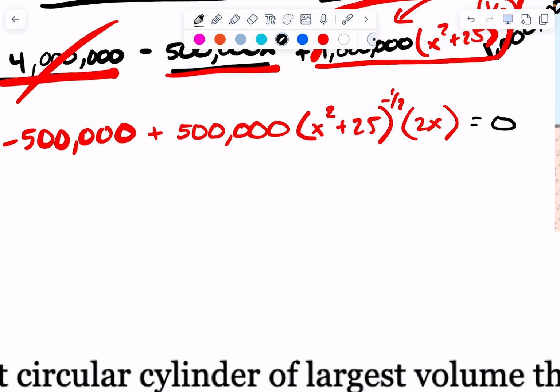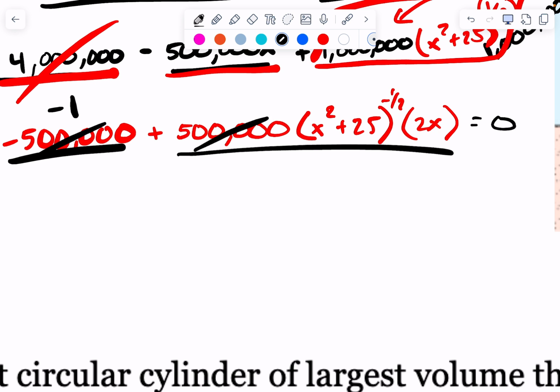Okay, so let's fix this. I have two pieces, right? I have this piece and I have this piece. Can we just divide off a 500,000 and make it shorter? Okay, so this guy is -1 and this guy is a +1 now. So I have -1 plus 2x over the square root of x squared plus 25.